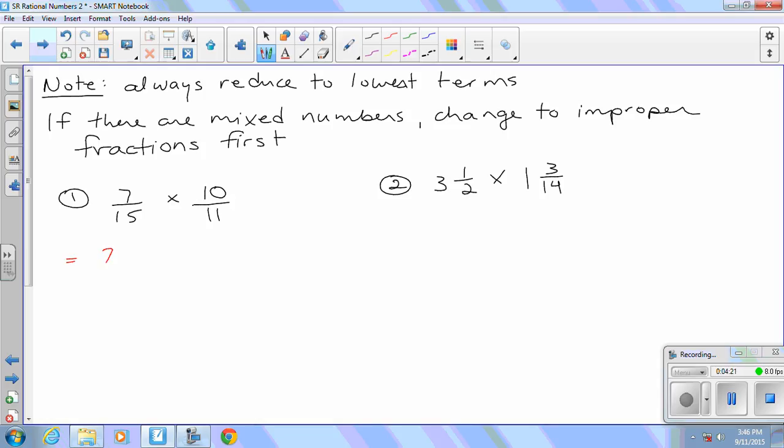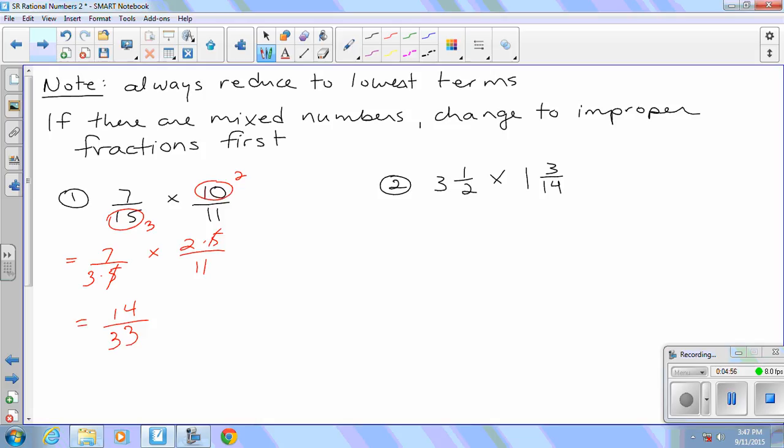So I could really think of this as 7 over 3 times 5, times 2 times 5 over 11. And 5 divided by 5 is 1, so that divides out, and now I'm left with 7 times 2, which is 14, over 3 times 11, which is 33. The other way to think it through would be to just say, I'm dividing the top and bottom by 5, so this becomes a 2 and that becomes a 3.